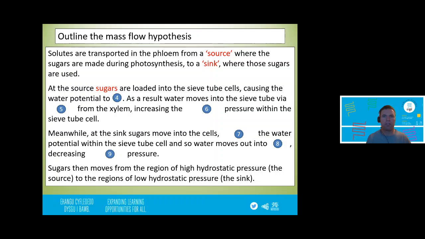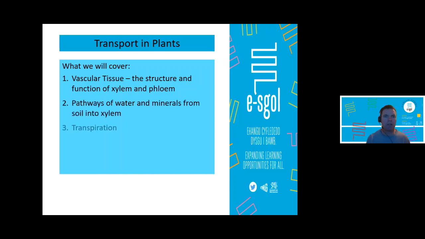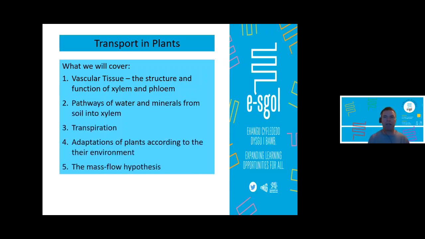At the source, sugars are loaded into the sieve tube cells, causing the water potential to fall. As a result, water moves into the sieve tube via osmosis from the xylem, increasing the hydrostatic pressure within the sieve tube cell. Meanwhile, at the sink, sugars move into the cells, increasing the water potential. We're talking about opposites here, so water moves out into the xylem, decreasing the hydrostatic pressure. Sugars then move from the region of high hydrostatic pressure, the source, to the region of low hydrostatic pressure, the sink.